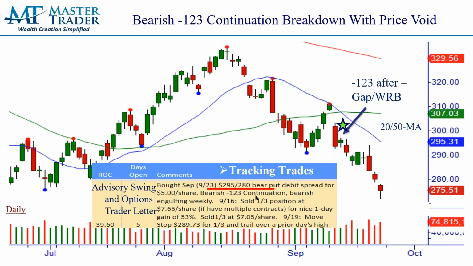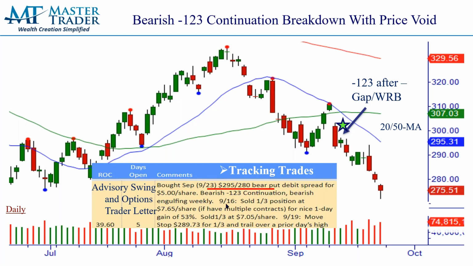Another example, a bear put debit spread. You might say, what's that? Well, you buy one option, you sell another option, you help fund the trade, and it costs you a little less than just buying the put, and you take advantage as it's moving lower.